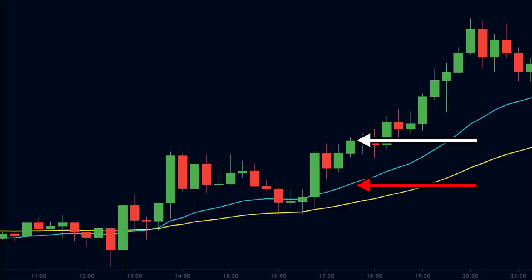We can place our stop loss below the 20 EMA, and we can place our targets at 1.5:1 risk to reward ratio. And as you can see, we achieved our profits on this trade.